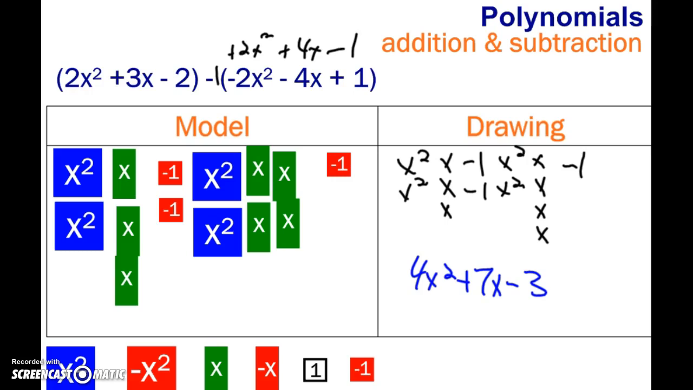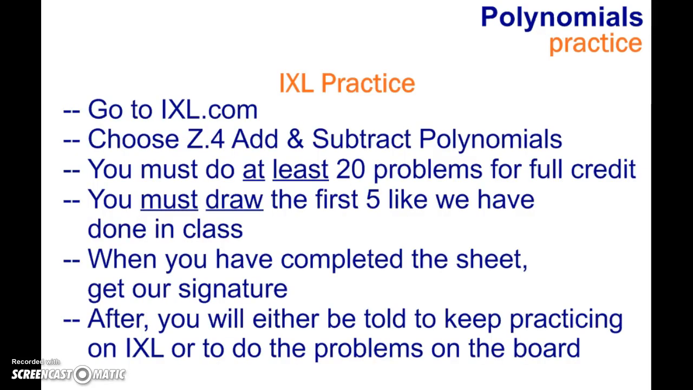Okay? So, where the practice tells you to make the drawing, make the drawings. If you don't need to later on, then don't worry about them, just go on. So what I want you to do right now during this period is go to IXL.com, go to Z4, subtract polynomials, and you need to do at least 20 problems for full credit. You must draw the first 5. There's paper I'll provide for you to draw on. Draw those first 5. When you've completed it, raise your hand and we'll check it off.